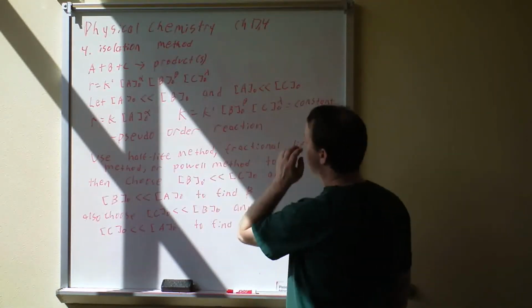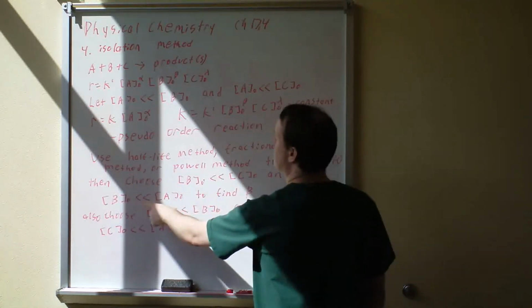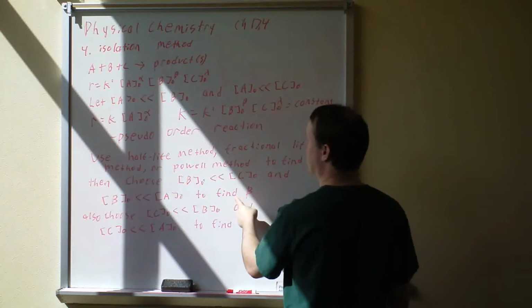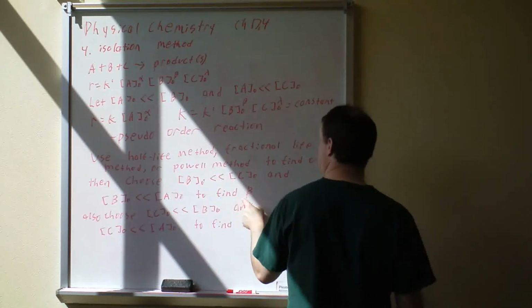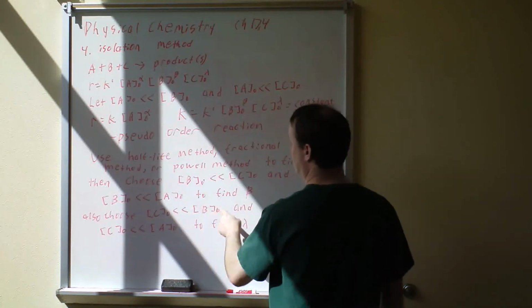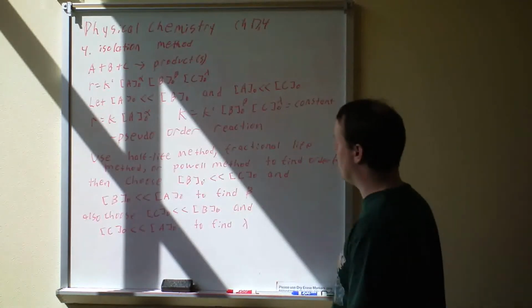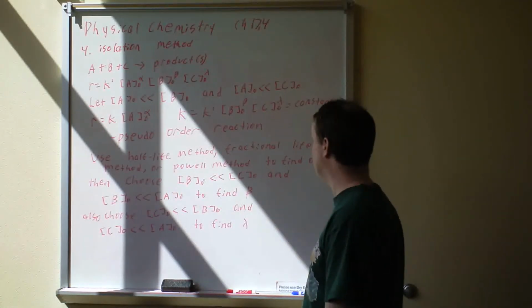So then you make B the limiting reagent. So you make B naught much less than C naught and B naught much less than A naught, and then you do the experiment and you find beta. And likewise, you make C the limiting reagent, so you make C naught much less than B naught and C naught much less than A naught, and then you can find the order with respect to lambda.